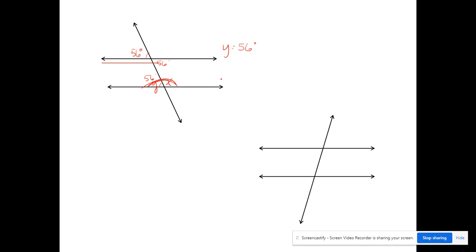So to find X, I would say 180 minus 56. And so then that's going to be 124. And so that's what my X value would be. And there's my Y value.